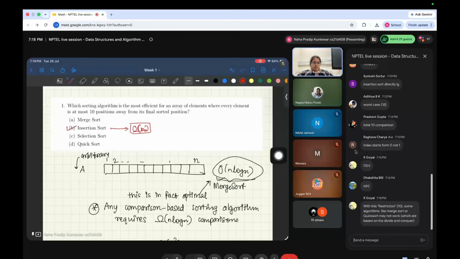Yeah, Goel, that observation is correct. If you use merge sort or quick sort, this additional property that your correct position is within 10 may not help you, because merge sort and quick sort will divide the arrays and do arbitrary comparisons with it. So this property may not be useful in that algorithm. Okay, so any other questions or observations?